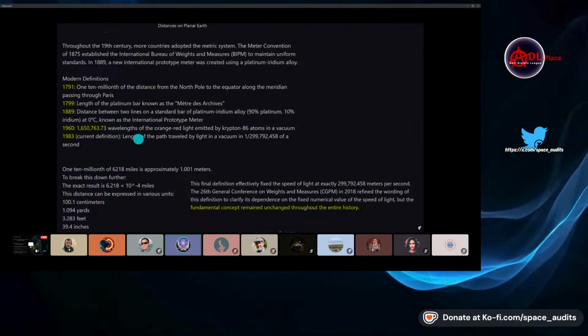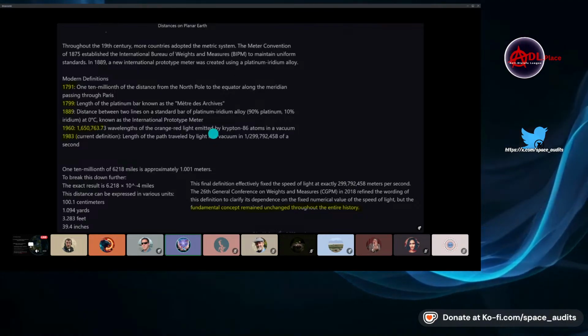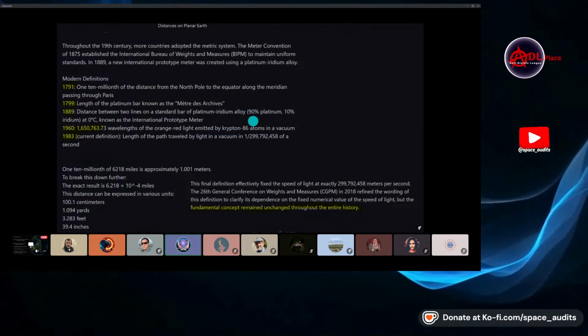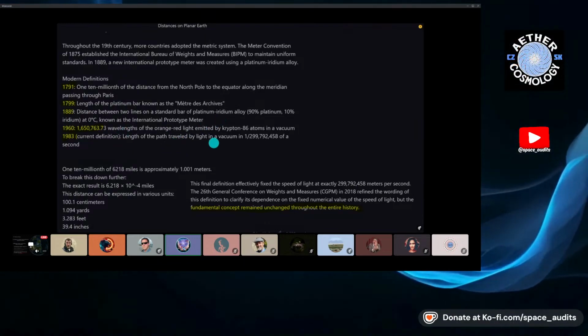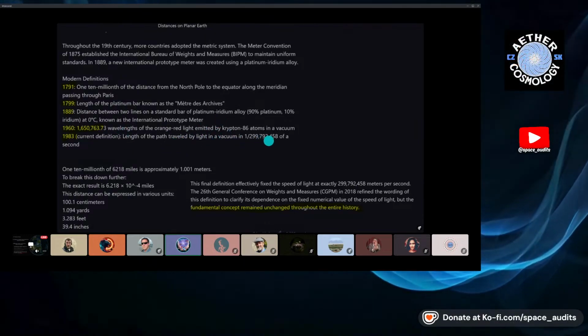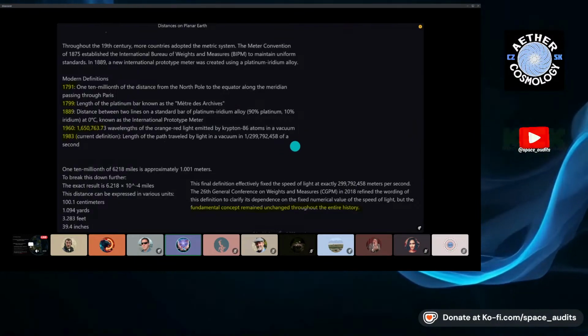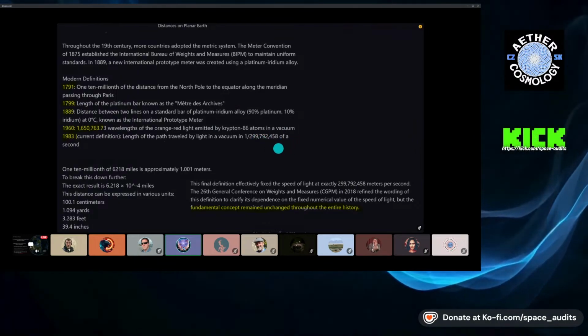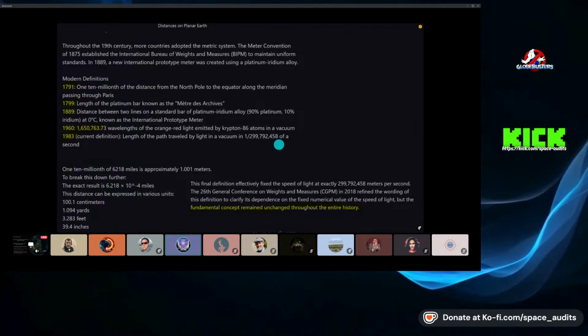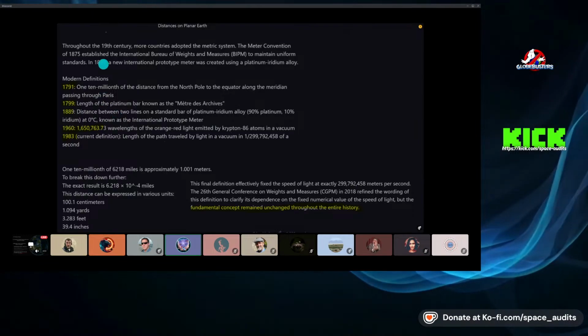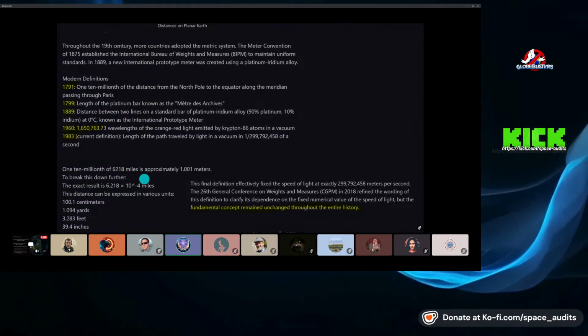And then later, we're going to do wavelengths of orange-red light emitted by krypton in a vacuum. And that wasn't cool enough, so in 1983, we're actually going to use the length of the path traveled by light in a vacuum, which we're going to say arbitrarily, for no special reason, 1/299,792,458 of a second, which as it happens, these all still equal this figure right here.